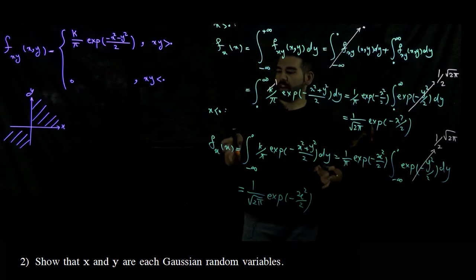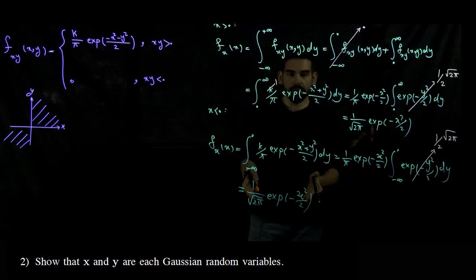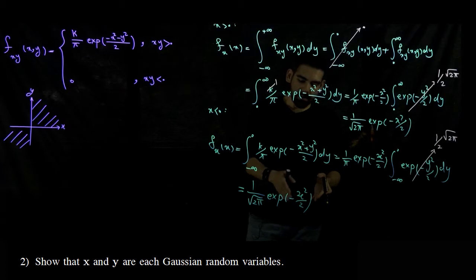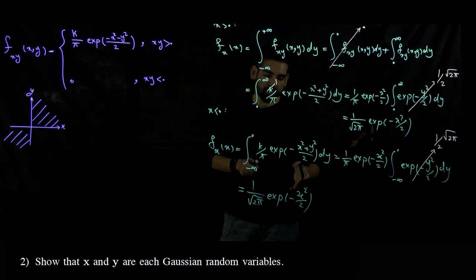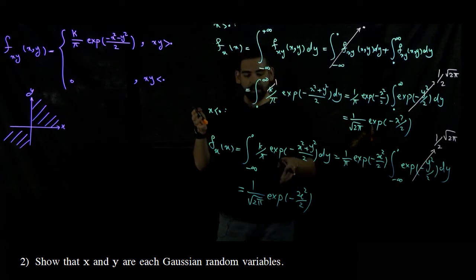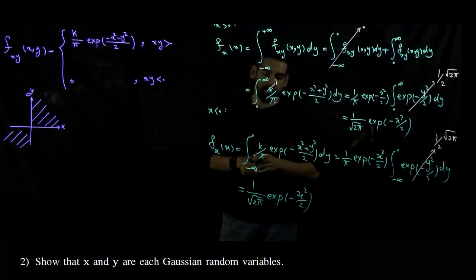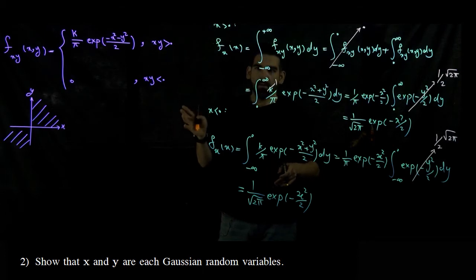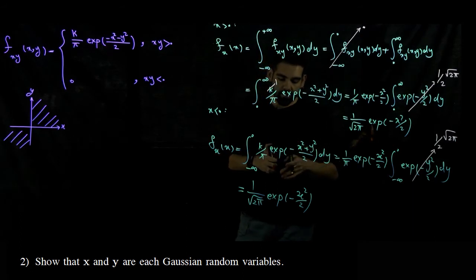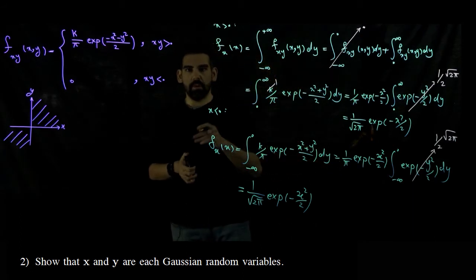So for every x, the PDF equals 1 over radical 2 pi exp minus x2 over 2. And this is the general formula for a zero mean Gaussian PDF. And hence we have shown that x is a zero mean, standard Gaussian. And by the symmetry of the problem, we can take similar steps for the random variable y and show that y is also a Gaussian PDF with zero mean and variance 1. And that's all for this part of the problem.